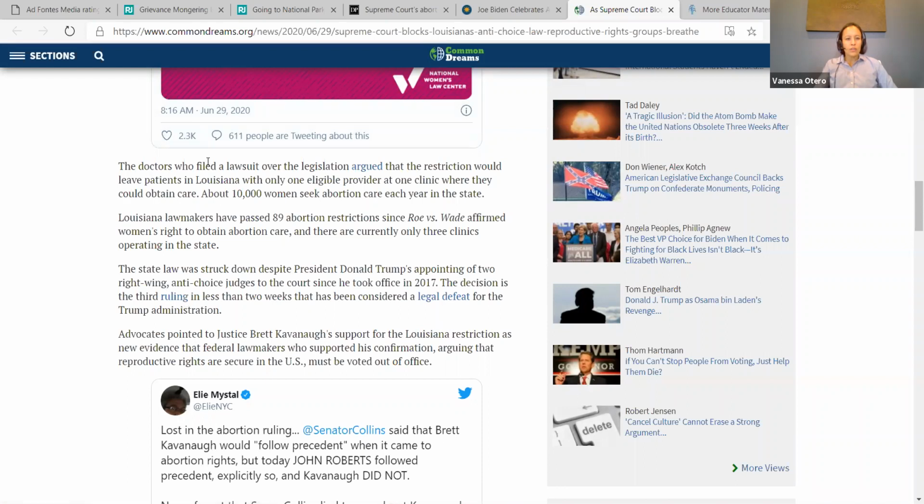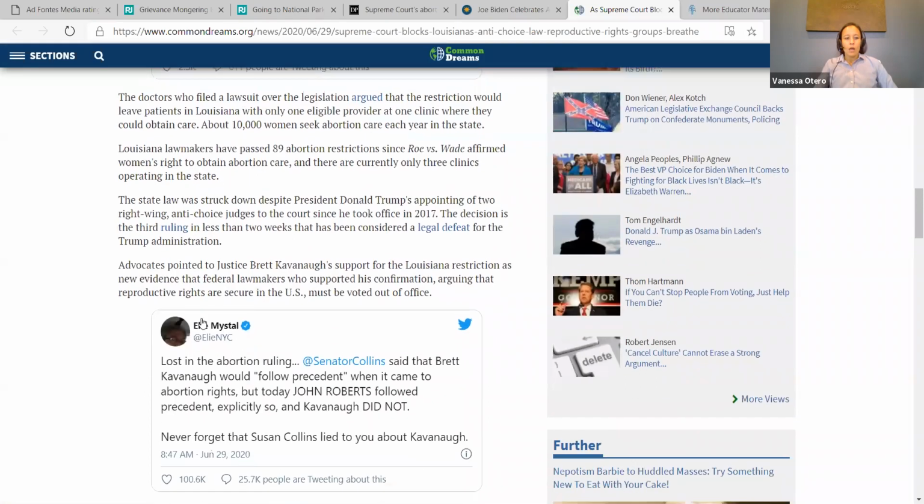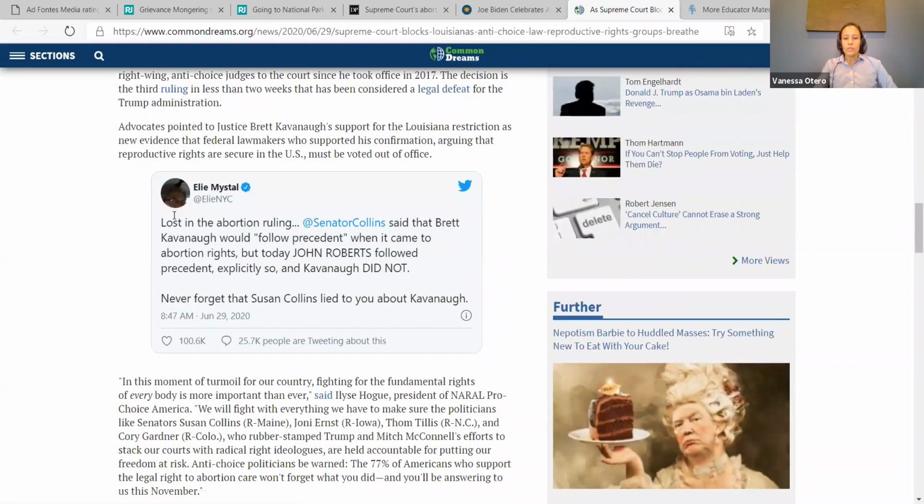So the doctors who filed a lawsuit over the legislation argued that the restriction would leave patients in Louisiana with only one eligible provider at one clinic where they could obtain care. About 10,000 women seek abortion care each year in the state, okay? Going down to another tweet that's embedded here. It says, lost in the abortion ruling, Senator Collins said that Brett Kavanaugh would follow precedent when it came to abortion rights, but today John Roberts followed precedent, explicitly so, and Kavanaugh did not. Never forget that Susan Collins lied to you about Kavanaugh.